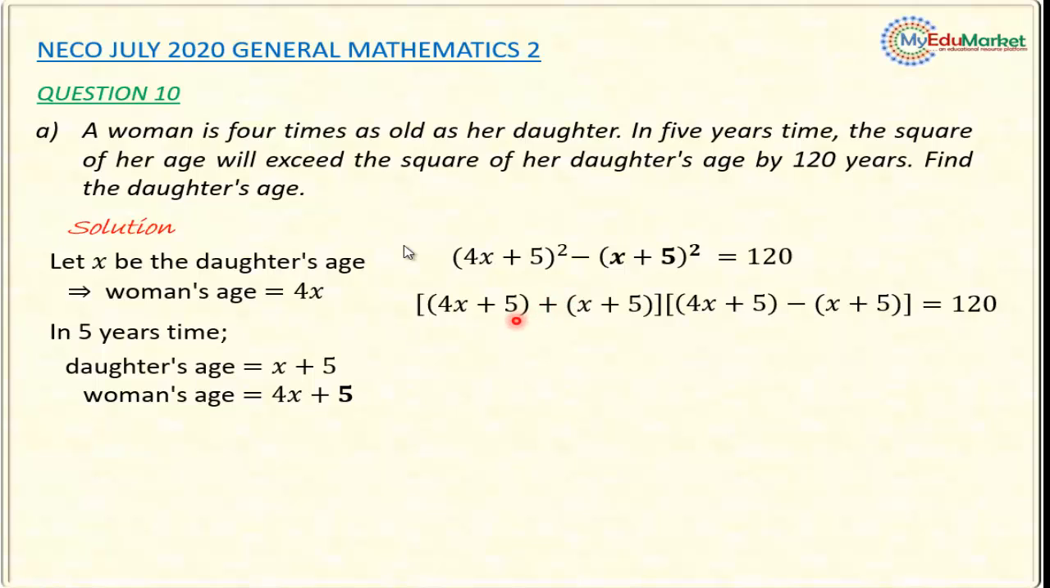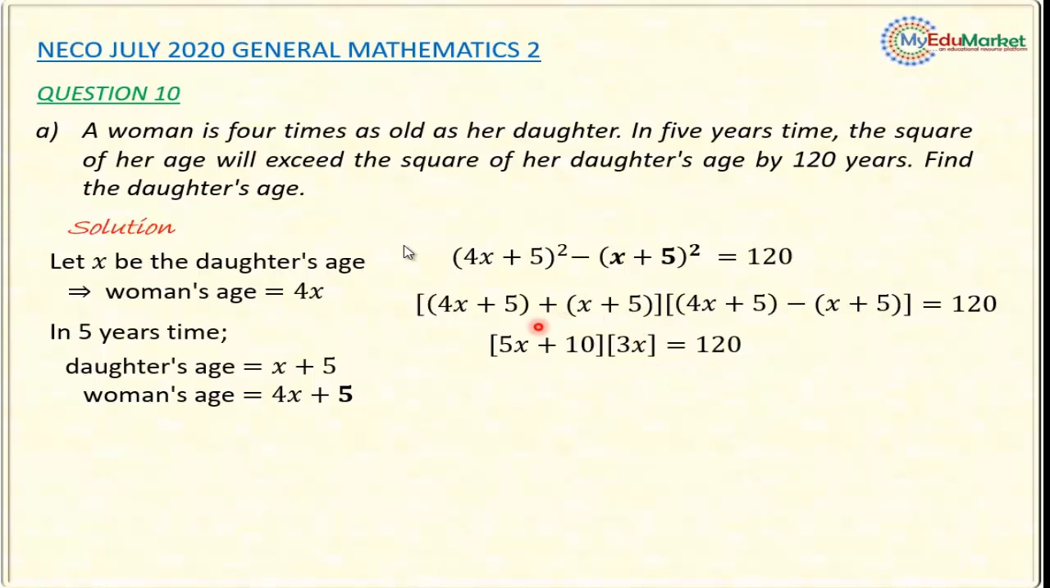So I will continue. I will simplify what is in those brackets. So 4x plus 5 plus x plus 5, simply these inner brackets I can remove them to have 4x plus x. That gives answer 5x, and 5 plus 5 to get 10. So I'm going to have 5x plus 10. Then the other bracket also, if I just remove the inner brackets, I'm going to have 4x minus x, that will be 3x, and plus 5 minus 5, the result will be 0. So I'm just having 3x here equals to 120.